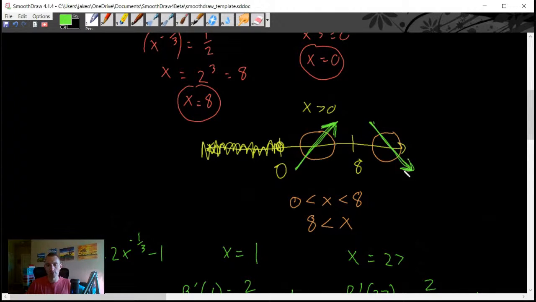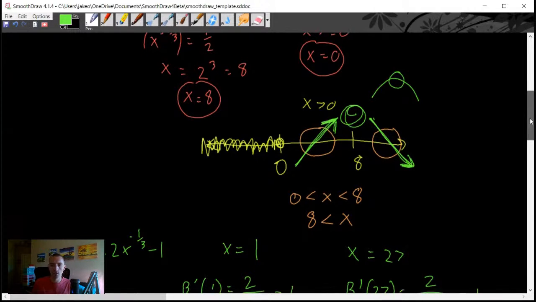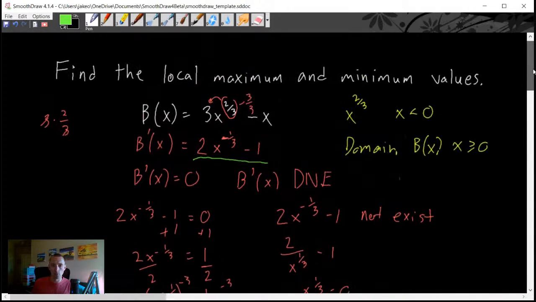So the first derivative test tells us that we have a critical number at 8, which means that it may be either a local minimum or a local maximum. Applying the first derivative test to that confirmed that since it's increasing to the left and decreasing to the right, we have something on our graph that looks like this, which is going to be a local maximum. So we have a local maximum at x equals 8. So x equals 8 is a local maximum.